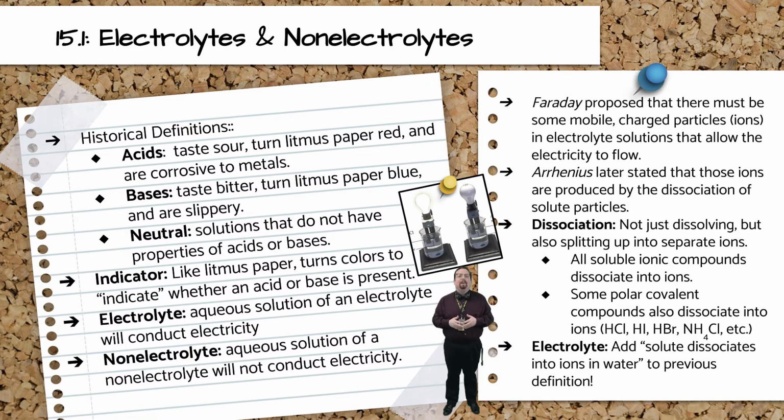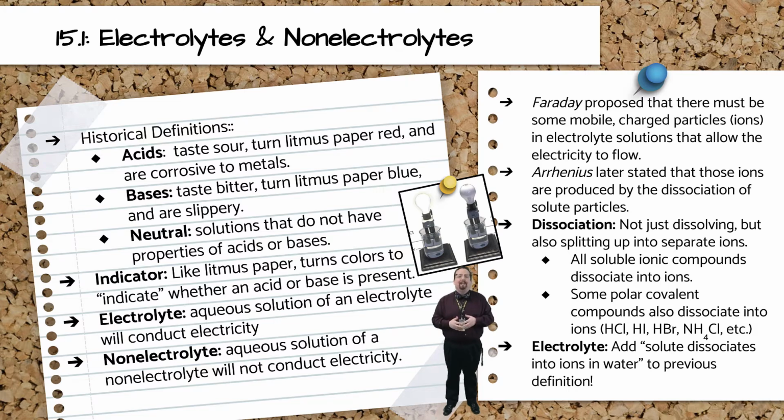For example, when you dissolve sodium chloride in water, it's able to conduct electricity. The aqueous solution of sugar, however, does not allow electrical current to flow through it. Chemists wanted to figure out why this was the case. Michael Faraday proposed the idea that in order for electrical current to pass through a solution, there must be some mobile charged particles in the solution. He called these particles ions.